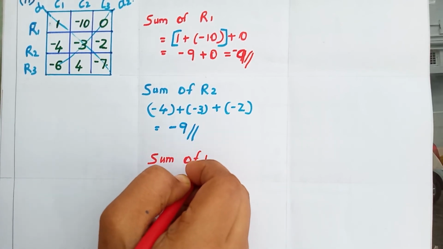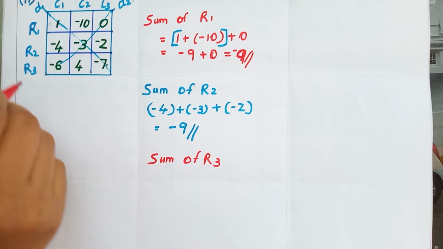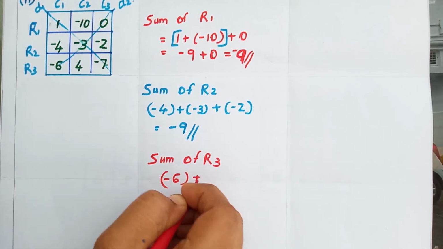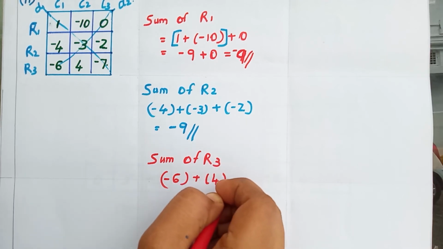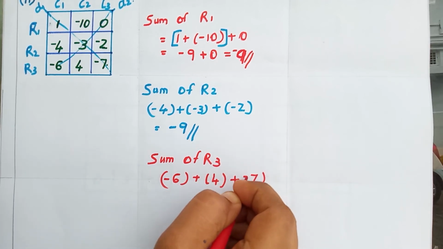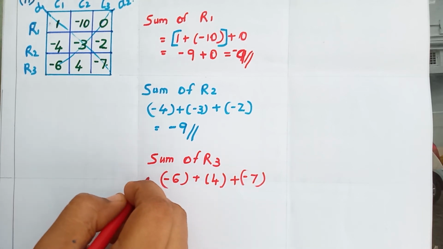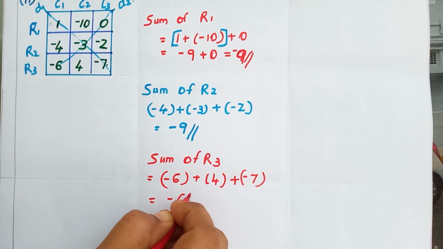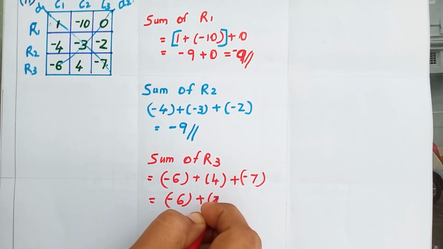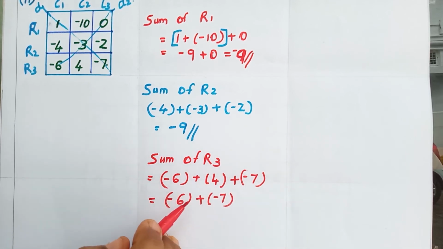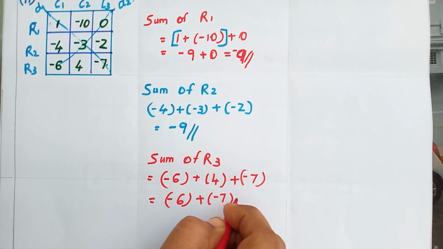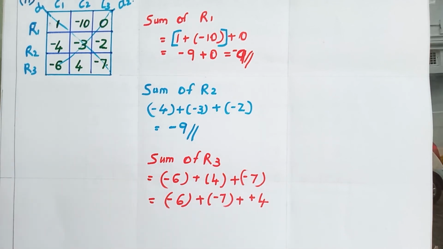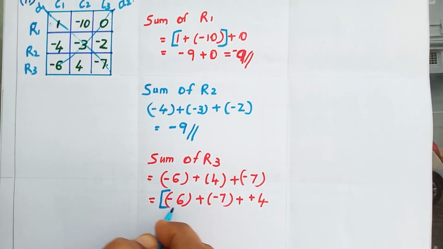Sum of numbers in R3. What are the numbers in R3? Minus 6 plus 4 plus minus 7. So first we can take all the negative integers as first numbers. So minus 6 plus minus 7, taking this minus 7 near to minus 6. Then remaining number is positive 4. Then keep these two negative numbers in a bracket.